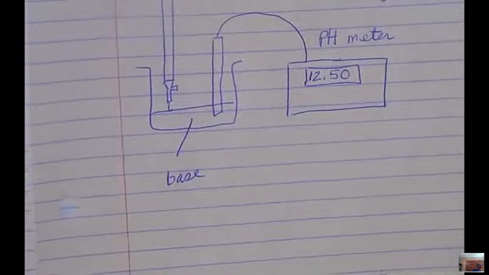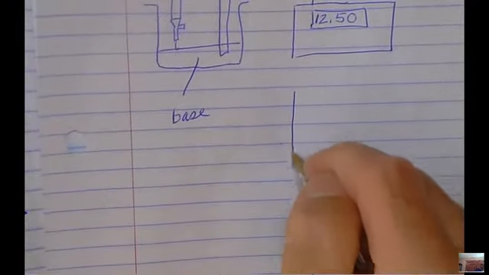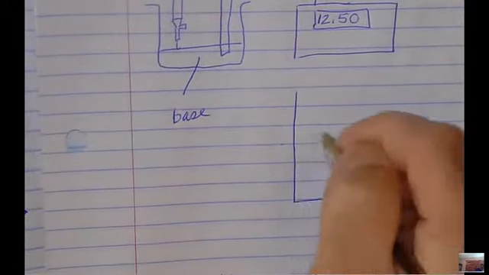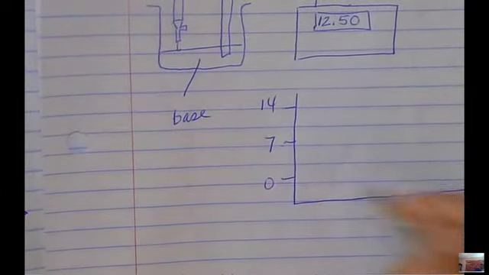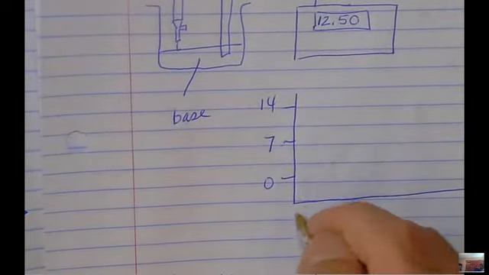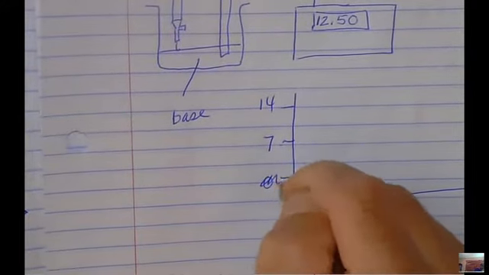If you do it the reverse and you put the acid at the bottom and the base at the top, okay, it doesn't matter which one is known or unknown, what you're going to get is something like this. Here's pH 7, here's 14, here's 0. This is the number of, let me make 0 down here, okay?